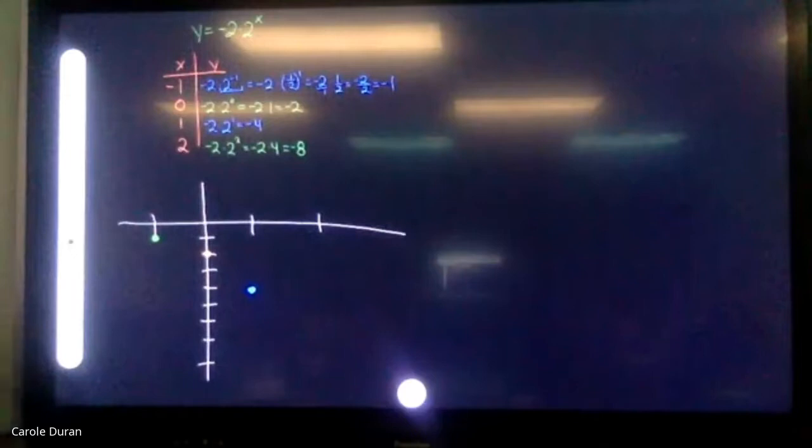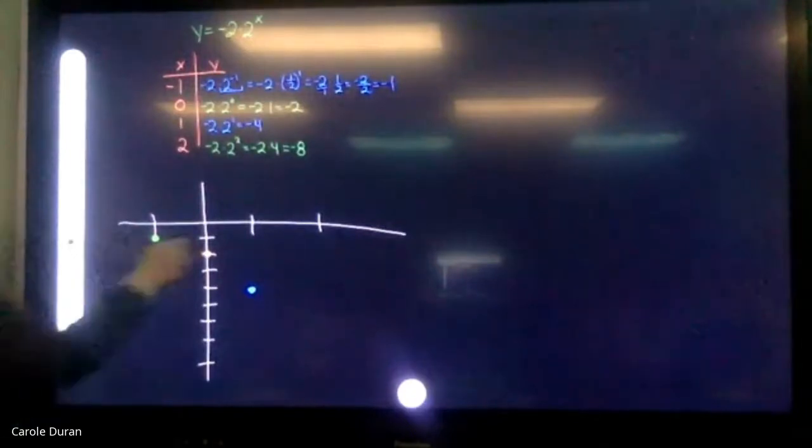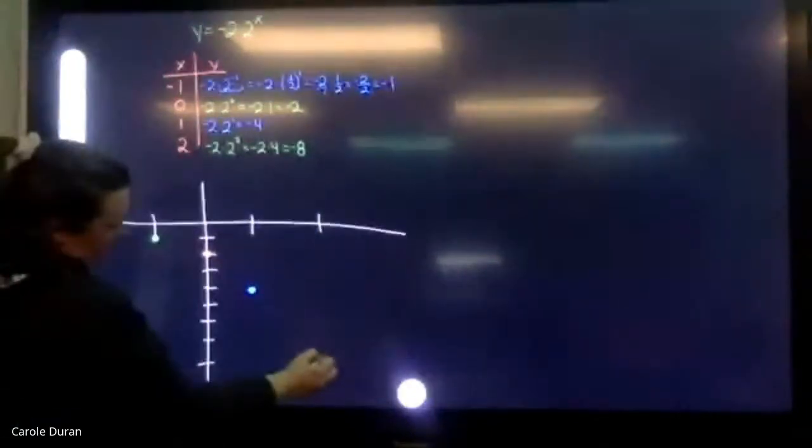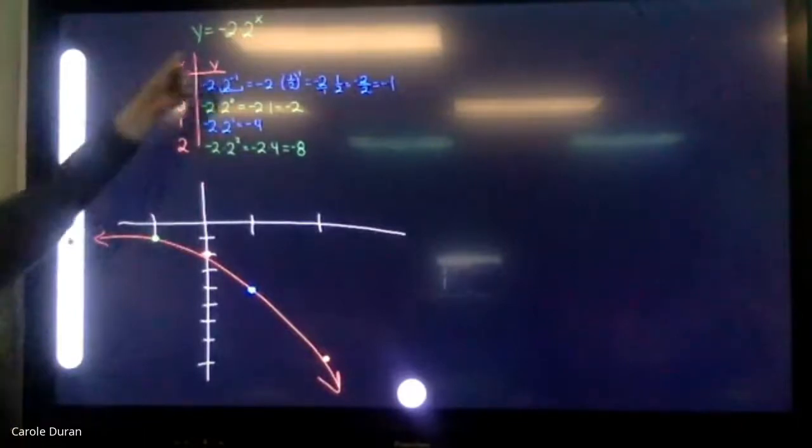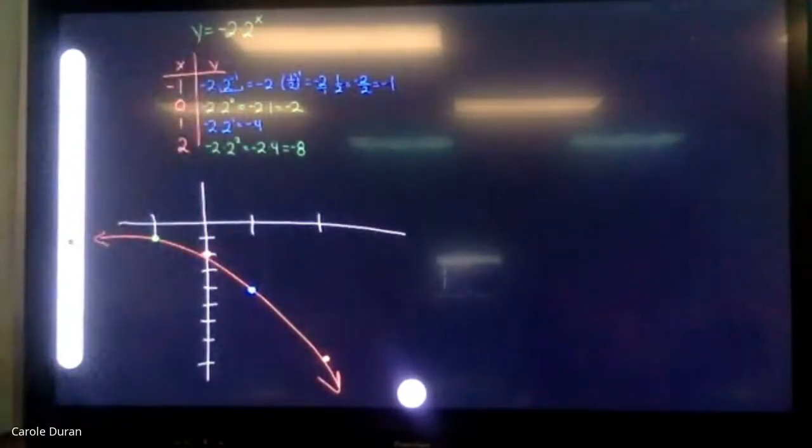And then when I plugged in 2, I got -8. So I go over to 2 and down to -8. I have my 4 points. I can draw my curve. And that's how you do one that goes down. It's only going down because the number out front was negative, yes. Yeah, it's really no different than anything we've already done.